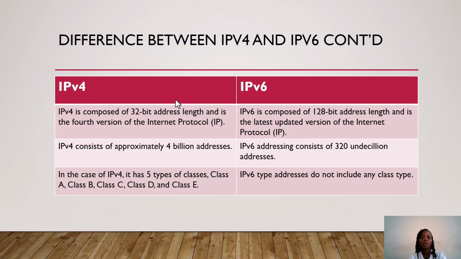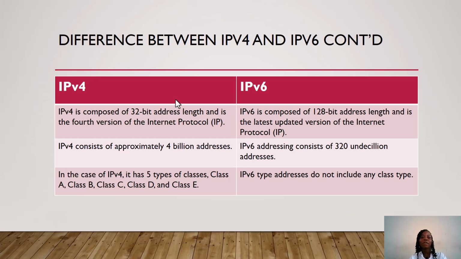So now we are going to continue with the differences between IPv4 and IPv6. IPv4 is composed of a 32-bit address length and is the fourth version of the Internet Protocol. IPv6 is composed of a 128-bit address length and is the latest version of the Internet Protocol.